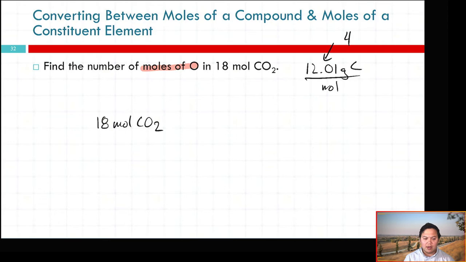And then if we're talking about here, with 18 moles of CO2, this is exact. Right? Because we're counting the number of moles of CO2. It'd be like a dozen pennies is exactly one dozen pennies.